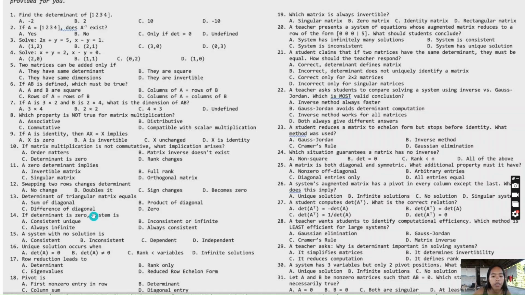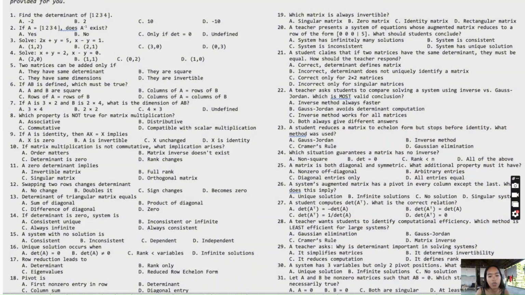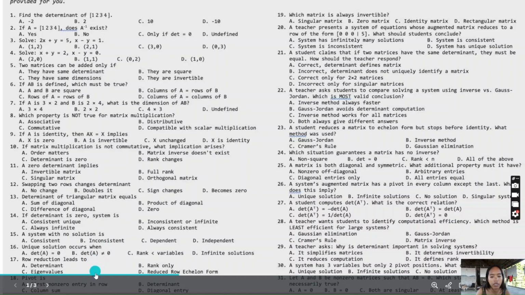So the question number 13, the determinant of a triangular matrix is equal to letter B, product of diagonal. Because for any triangular matrix or lower triangular matrix, the determinant is found by multiplying all the diagonal entries. So the determinant of a triangular matrix is the product of its diagonal elements. Therefore, the correct answer is letter B. So let's move on.